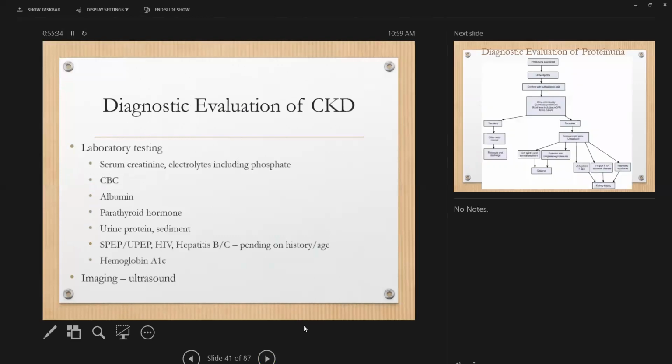Your lab test for diagnosing chronic kidney disease, of course, you're going to get the CMP. Your CMP is going to give you your serum creatinine, your electrolytes. You probably have to add the phosphate to it. Some of them don't come with it, so I would check what your institution uses. You'll automatically get an albumin. You'll need to order a CBC because you're looking for anemia. You want to check the parathyroid hormones. You want to get a urine for protein.